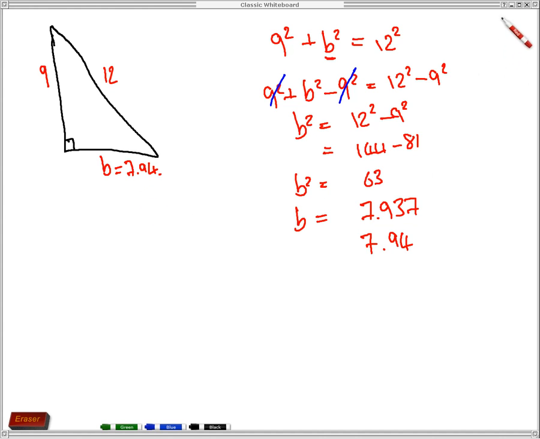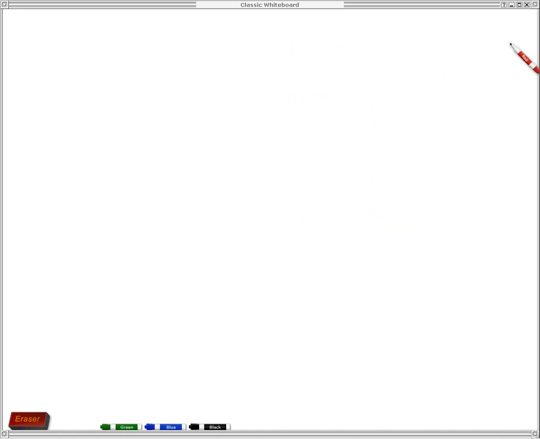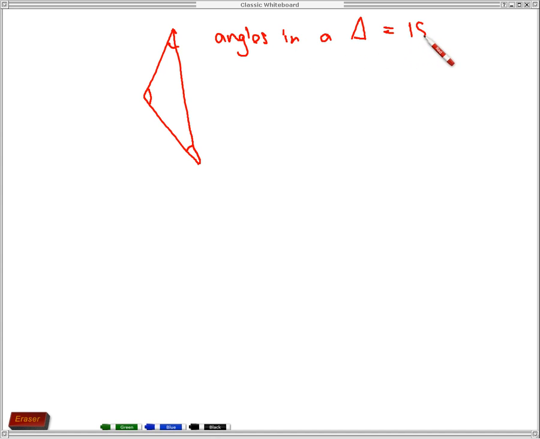One of the fundamental qualities of triangles we're going to talk about is there is always 180 degrees inside a triangle. So we've got three angles like that. Add the values for these three angles together, they always equal 180. Angles in a triangle equals 180 degrees.